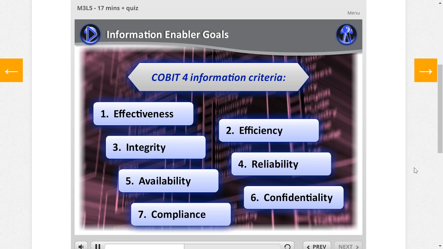Some of these criteria are quite complex and can be seen to consist of a number of other more specific qualities. For example, the quality of reliability includes ideas of believability, reputation, and objectivity. COBIT 5 has retained these criteria, but in a more granular form. We'll explore this in more detail later in the lesson.